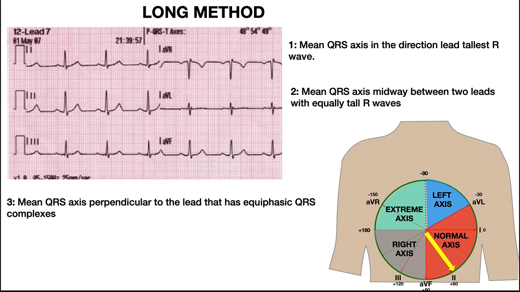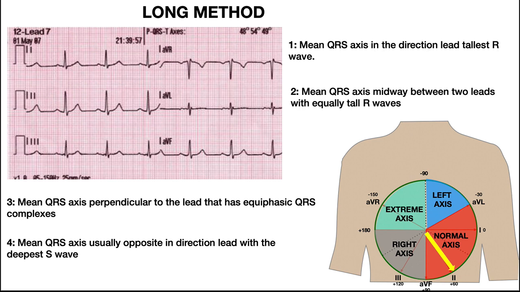Now the third point, the mean QRS axis is perpendicular to the lead which has an equiphasic QRS complex. Now if you see AVL has an equiphasic QRS complex, that means the positive and the negative, that means the R wave and the S wave are of almost equal height. So in the chart we could see AVL is perpendicular to plus 60, that is to lead 2. So again you're reinforcing your interpretation that the QRS axis is plus 60 degrees.